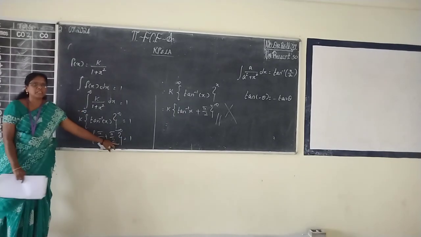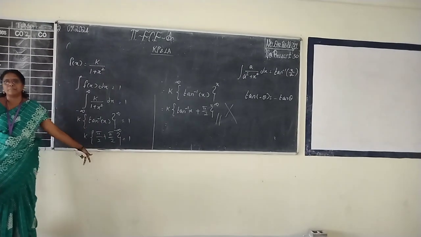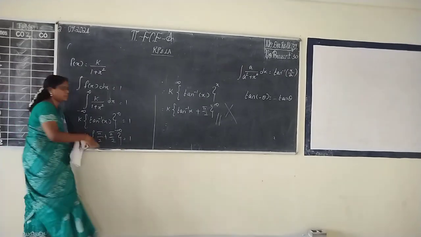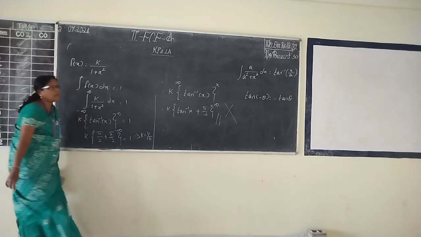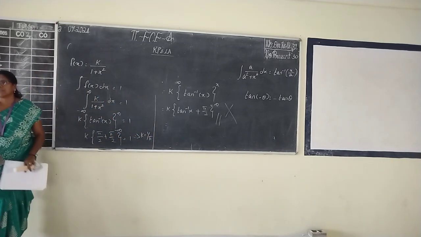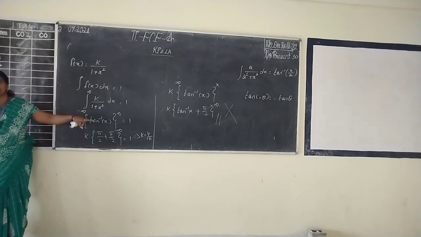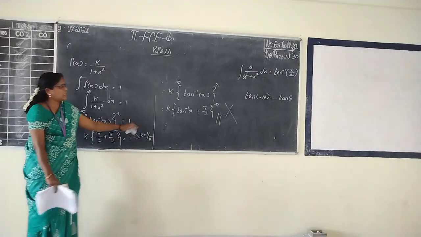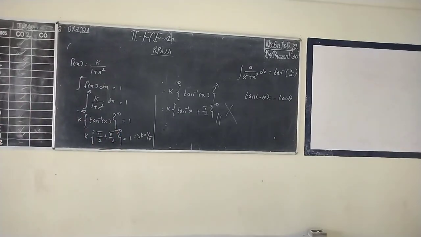What is pi by 2 plus pi by 2? 2 pi by 2, the 2 cancels. So we get pi. So what are we taking right now? 1 by 1. K equal to 1 by pi. So this should be the first step. CDF should be the second step. So for the final answer, substitute your K value and write your answer. Substitute the K value and write your answer.